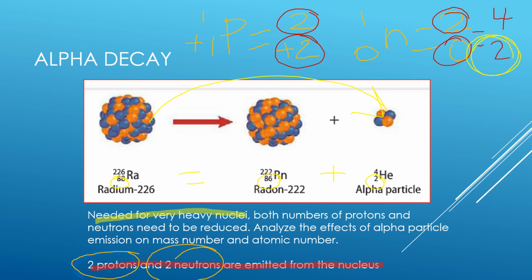A quick recap. If a nucleus releases an alpha particle, my atomic mass goes down by 4, my atomic number goes down by 2, and my nucleus is on its way to becoming stable. It's currently not stable. Remember we said lead is the first stable nucleus on the periodic table, and it has 82 protons. Now radium has become radon, but radon still has 86 protons in it. It still has too many. So this radon is still going to go through some kind of decay until it becomes stable.